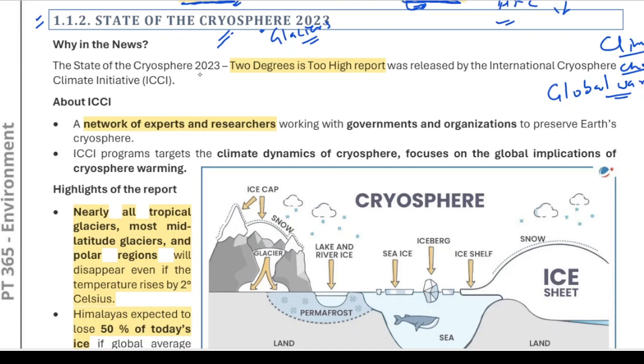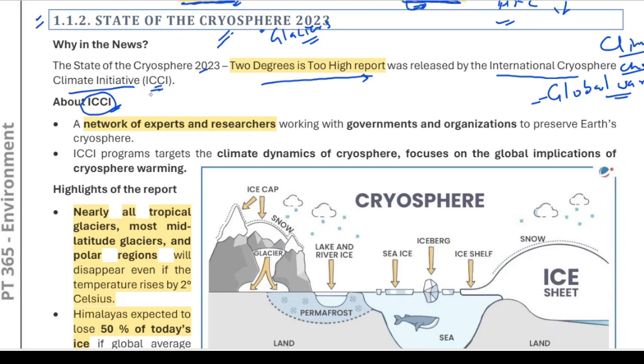The State of the Cryosphere 2 degrees is too high report has been released by the International Cryosphere Climate Initiative (ICCI). This report becomes important in the wake of the global warming that we are experiencing these days. Now we should study about this ICCI.